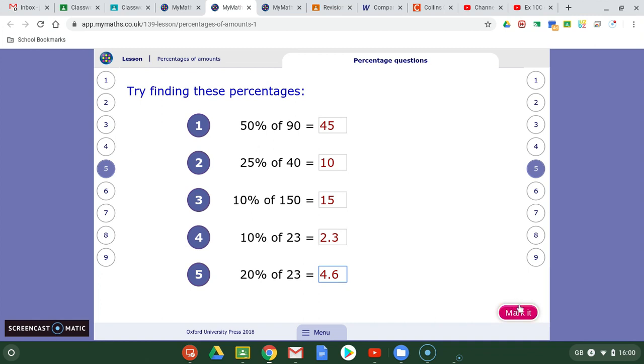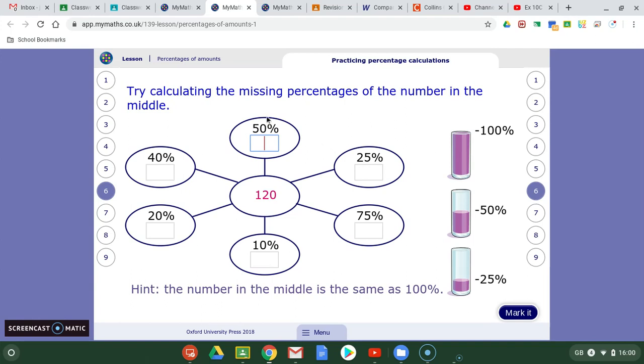4.6. Let's see if we've got those right. Lovely. 5 out of 5. Lovely stuff. So say we've got 120, we can try and use specific percentages to help us find other things. So let's start off with ones that we definitely know.